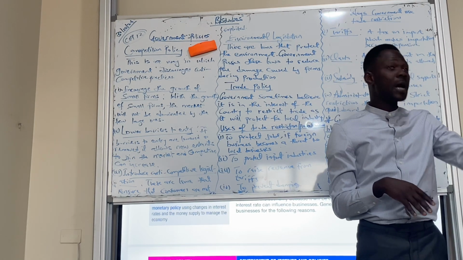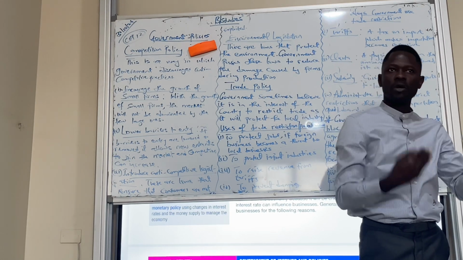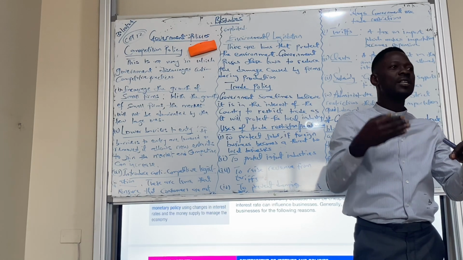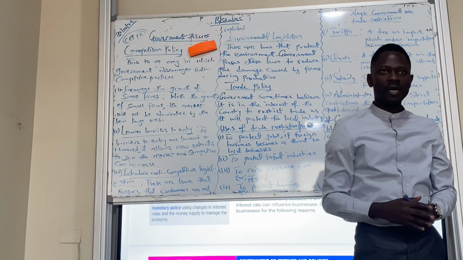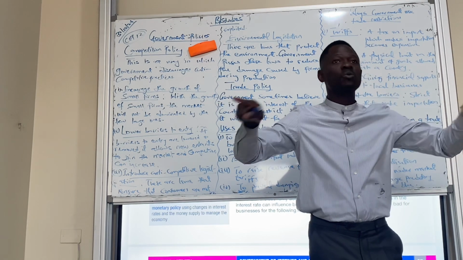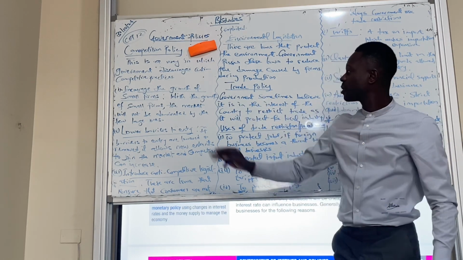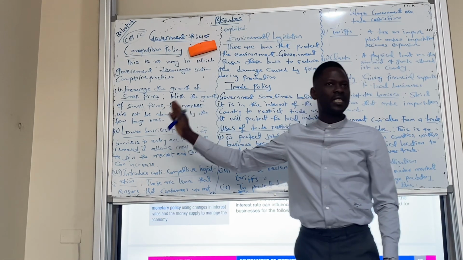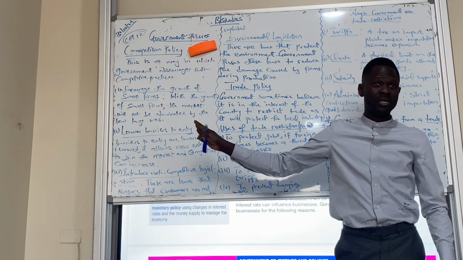But if this happens, it means customers are still vulnerable. But what government wants is non-vulnerability of customers. And to get this done, those small firms should grow so that they can compete with the large firms. So that's the first point, encourage the growth of small firms. Do you understand encouraging the growth of small firms? Do you get it or not?